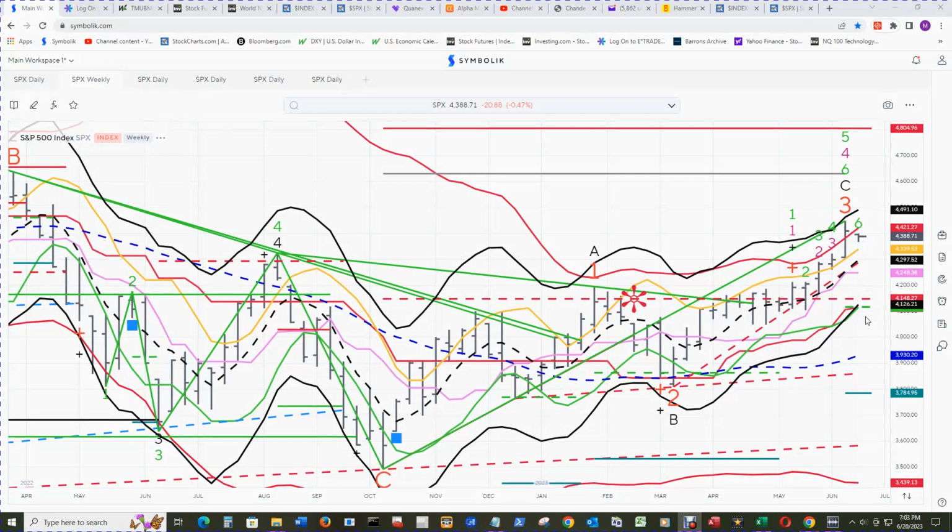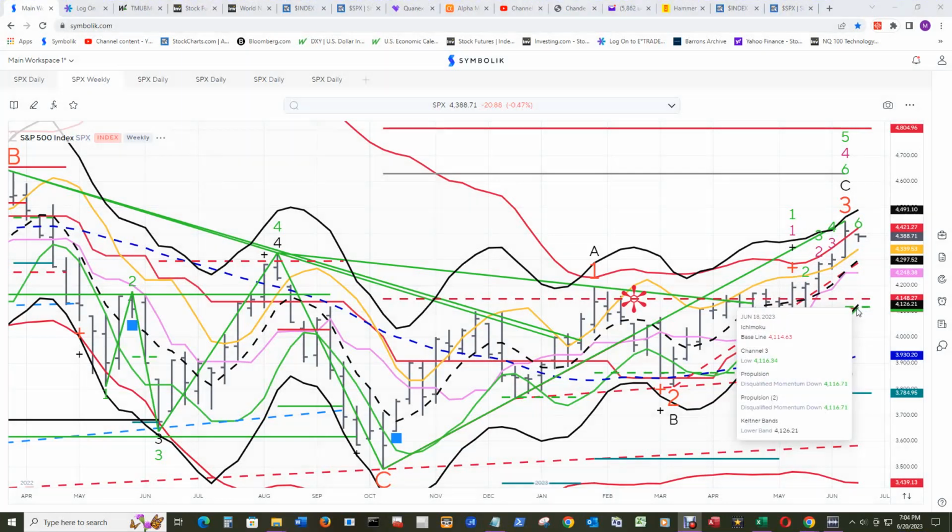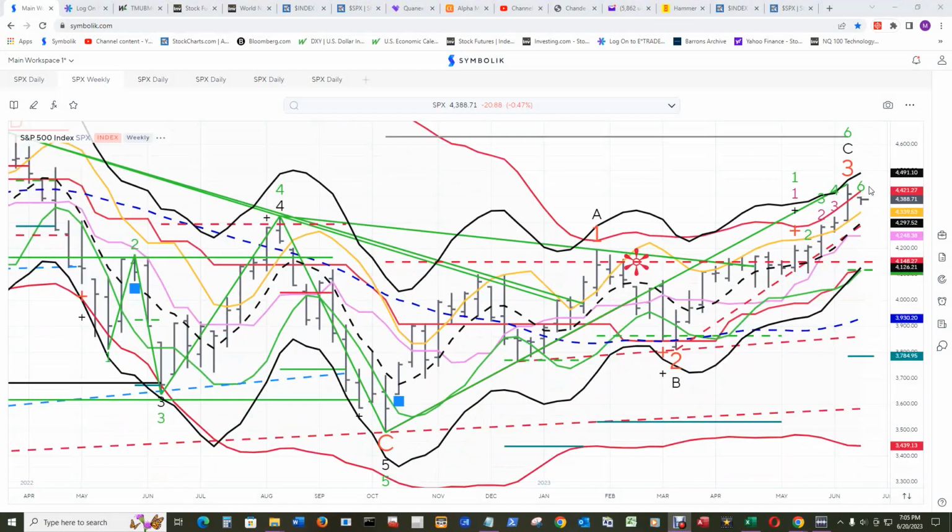And then way to the downside for right now, the lower Stark Band and the baseline and Channel 3 low are pretty much right together. The lower band of the Stark Band, 4126, is a little higher than the other two.